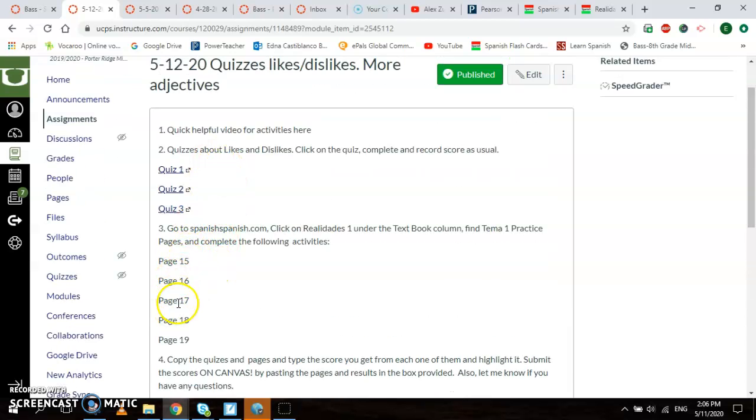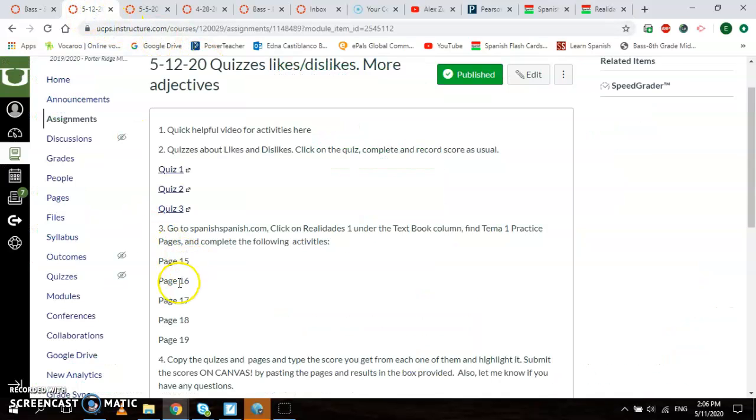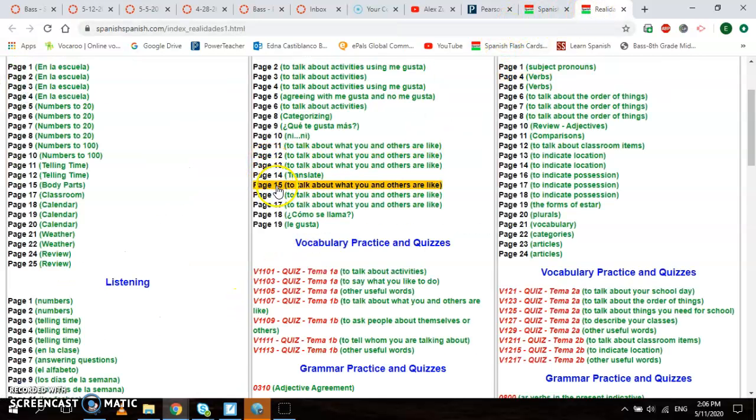Now I'm going to explain to you how to do these pages very quickly because you're going to be using your vocabulary that you already know, section 8 on your Canvas page. So you have these activities, I forgot which ones they are. Page 15, 16, 17, 18, and 19. So that means from here to the end of the chapter.